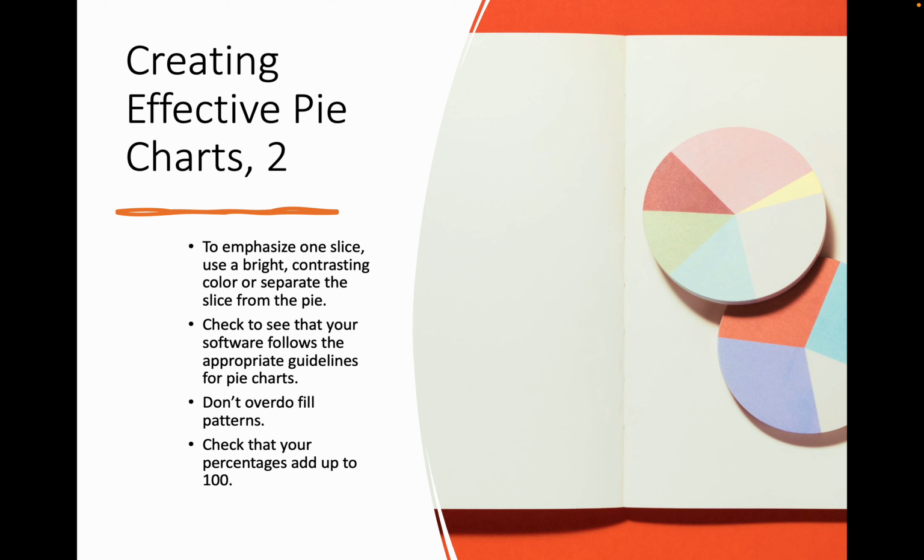You want to make sure that if you're trying to emphasize a particular slice, you use a bright contrasting color, or you can separate it and pull it out from the pie. Make sure that your software follows the appropriate guidelines for pie charts, and don't fill it with patterns. It's too visually overwhelming. And then you always want to do the math and make sure that all of your percentages add up to 100%.